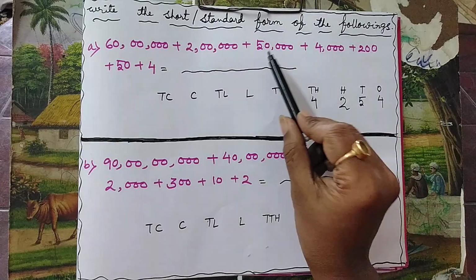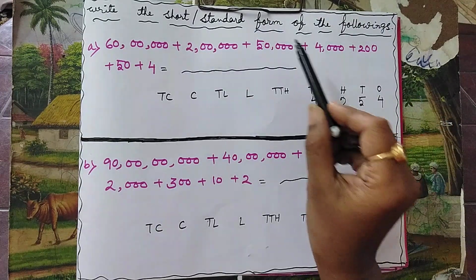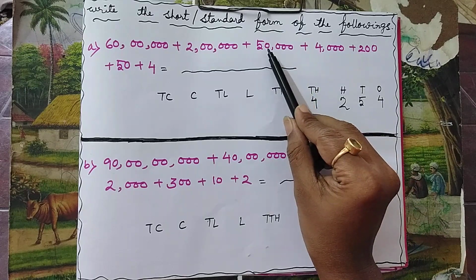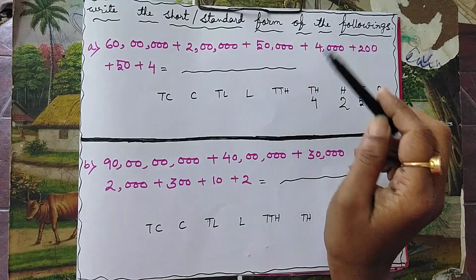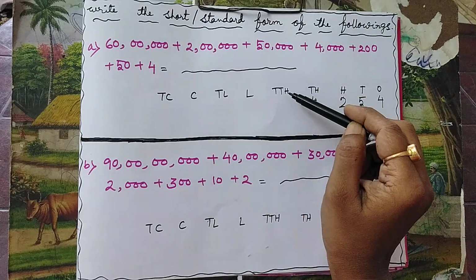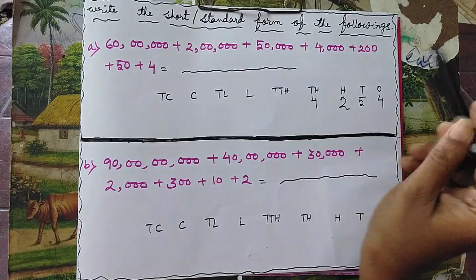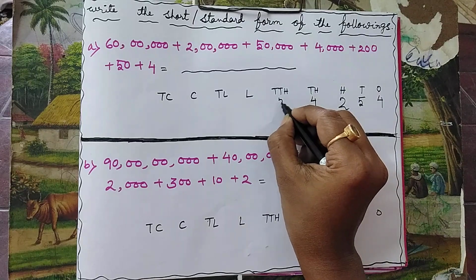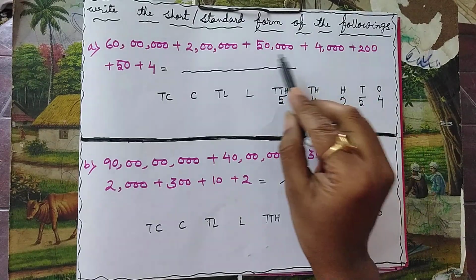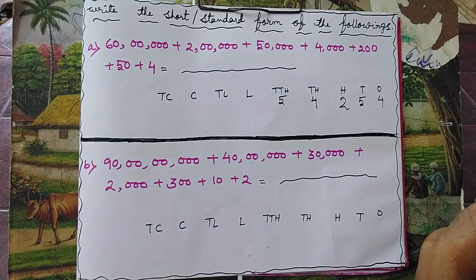Okay. Then go to this number. 1, 2, 3, 4. 4 zeros are there. So 4 zeros means it belongs to 10,000s place. So what is the digit? We have to write 5. 5 ten-thousands is equal to 50,000.